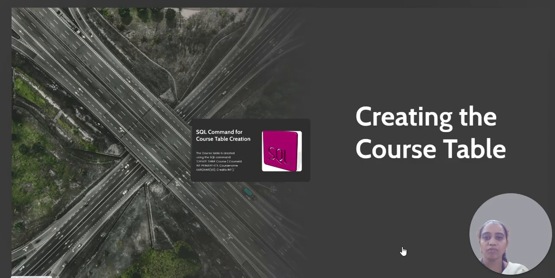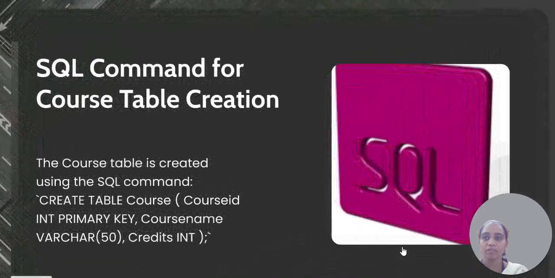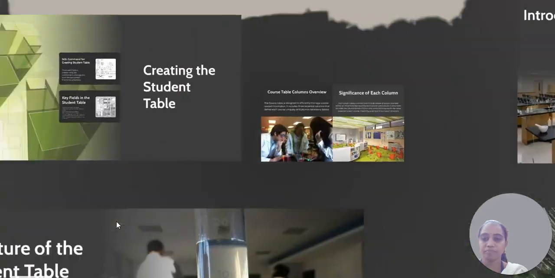So first we'll go for the course table. This is the query that we use for creating a course table. You can see here, creating a table course. First is the primary key. Already I have explained the keys, the different types of keys. The primary key is a key that does not repeat. It always allows unique values. Each table must contain a primary key.